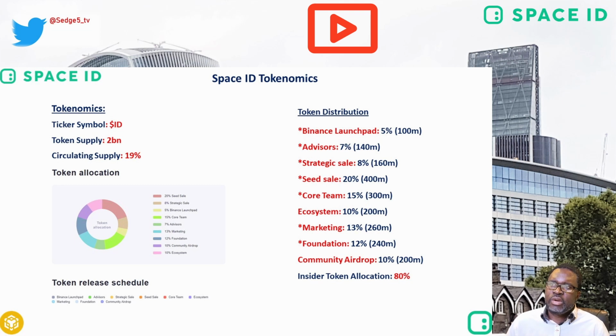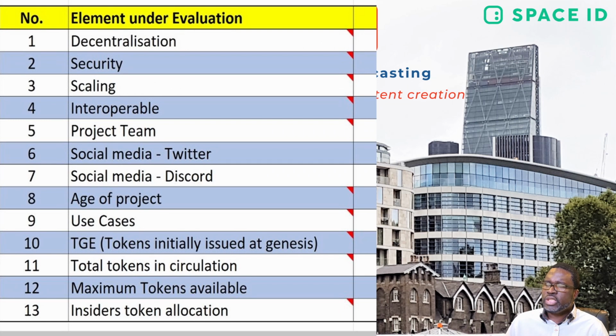According to our own evaluation of this data and the numbers, insider token allocation amounts to 80%, which is extremely higher than our threshold of 30% at the top end. Therefore, we are going to reflect that when it comes to the scoring of the 13 different elements that form part of our DOR risk evaluation toolkit for Space ID. So here's a quick rundown of those 13 elements. Once again, you've got decentralization, security, scaling, interoperability, the project team, social media presence via Twitter as well as via Discord, age of the project, use cases, tokens issued at project launch, total tokens in circulation at the time of recording, maximum tokens available, as well as insider token allocation.